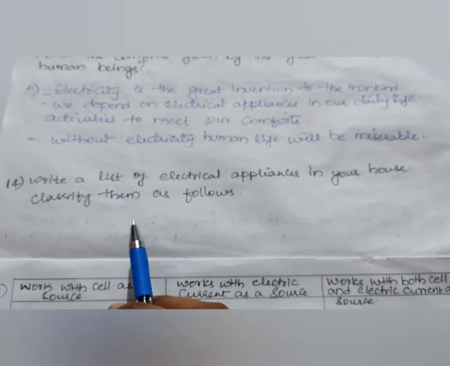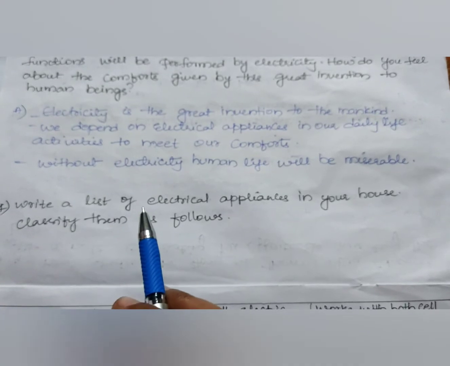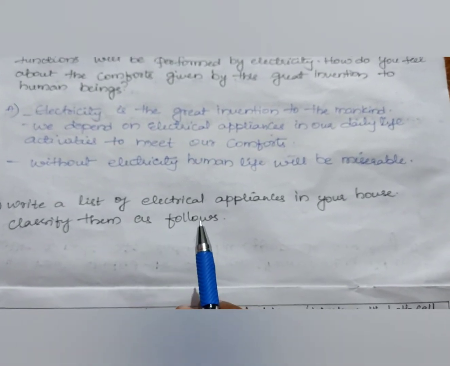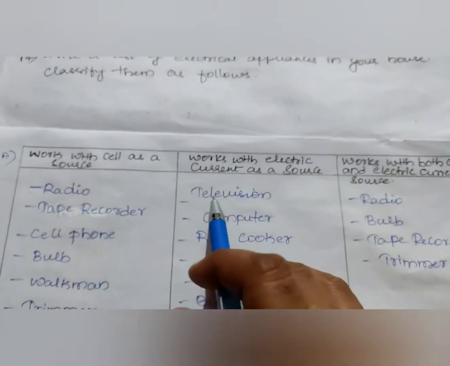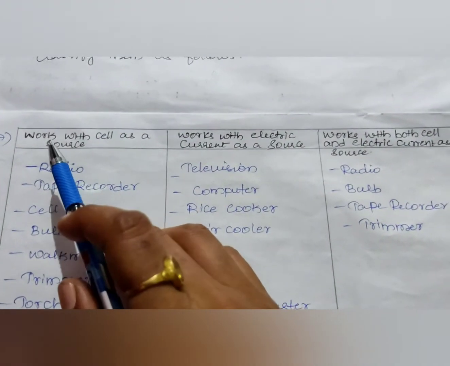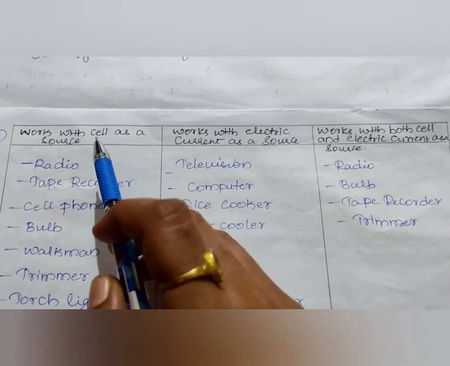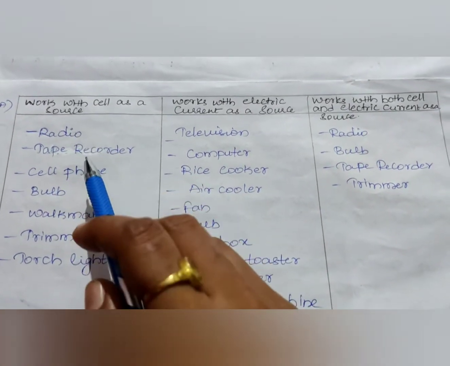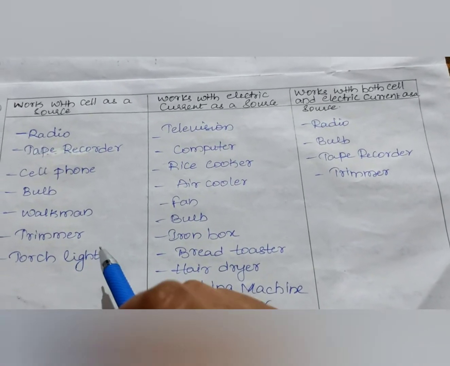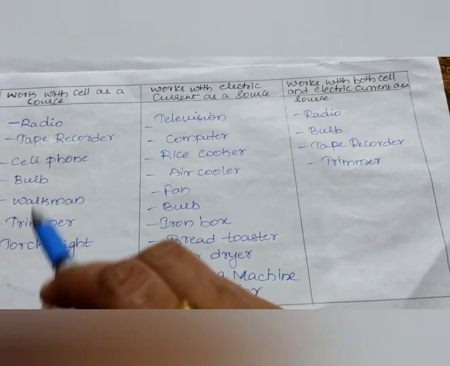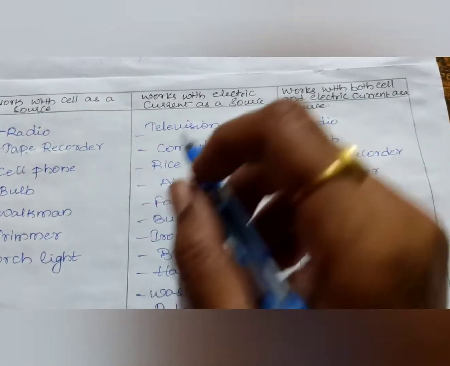Next, 14th question. Write a list of electrical appliances in your house. Classify them as follows. So, in a table, we'll write which works with cell as a source: radio, tape recorder, cell phone, bulb, Walkman, trimmer, torchlight. These electrical appliances will work with the cell.